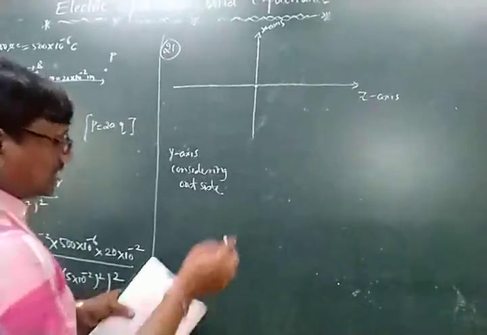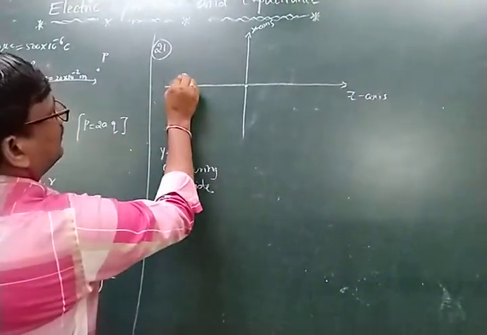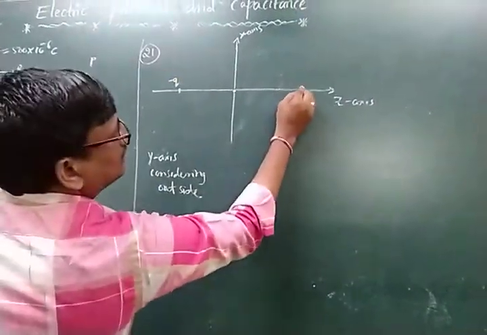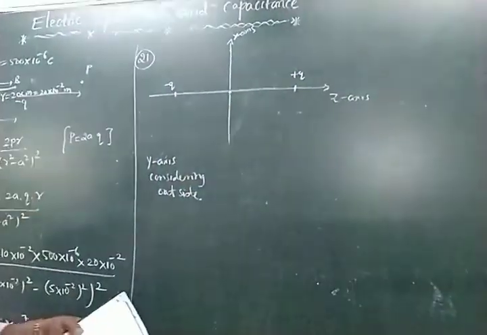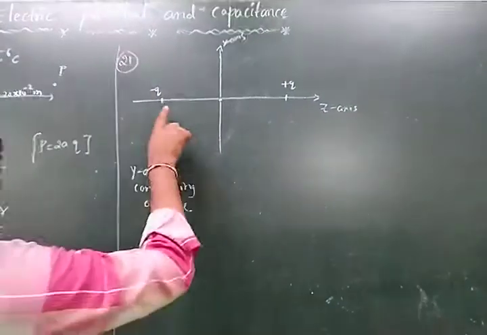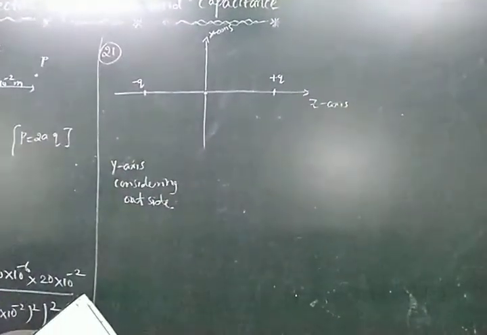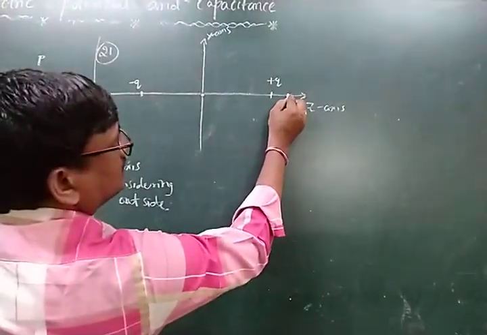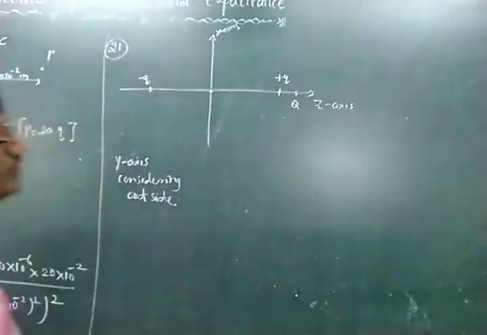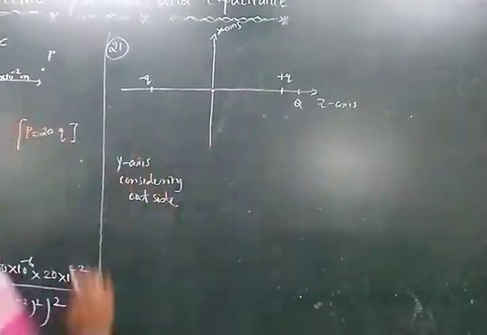So two charges are placed. Here is the place of the minus q charge, and here the positive charge can be placed. The two charges are at a distance of minus a and plus a, respectively. Now we consider the charge here as q.